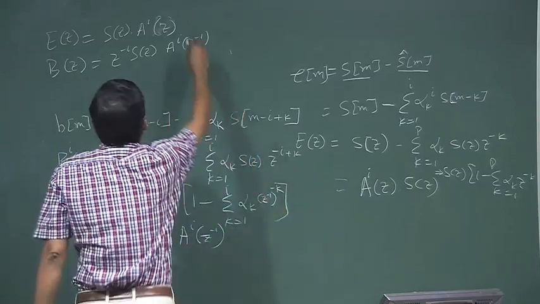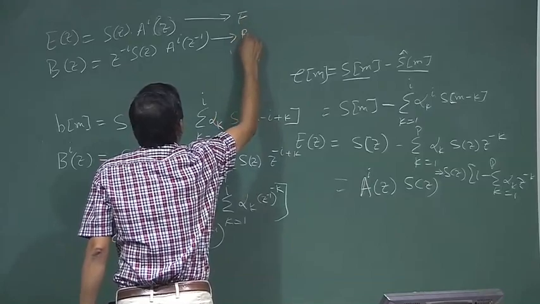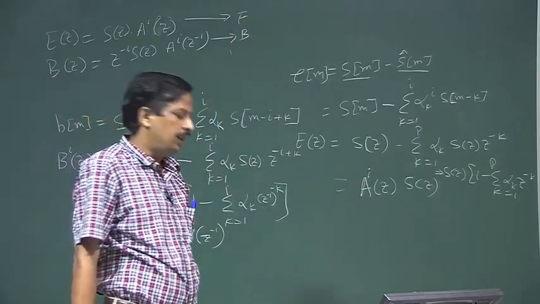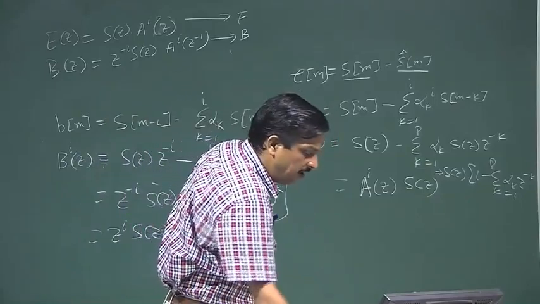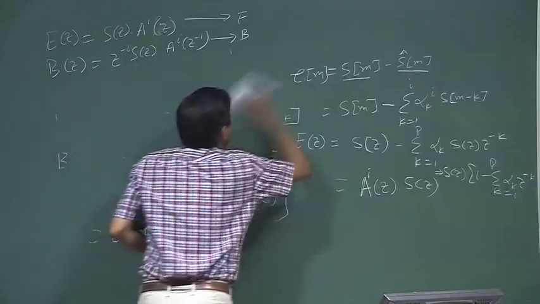So this is the forward prediction error, and this is the backward prediction error. Okay. If it is that, then the forward prediction error and backward prediction error are okay.